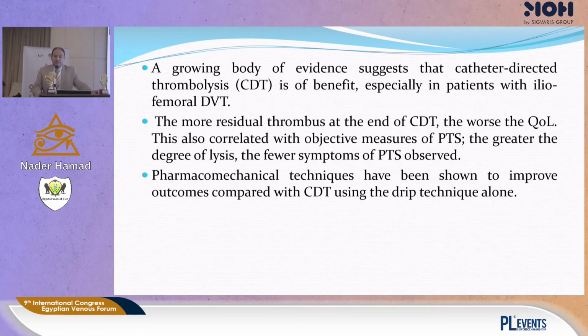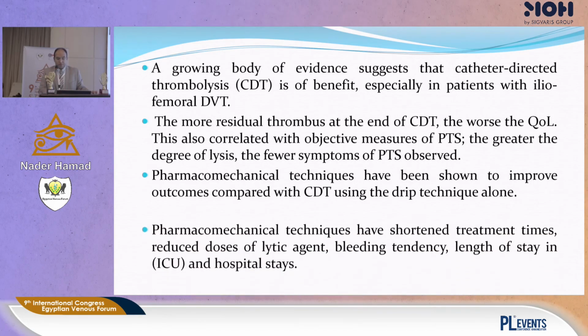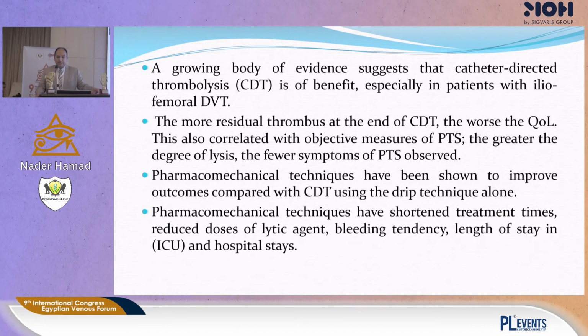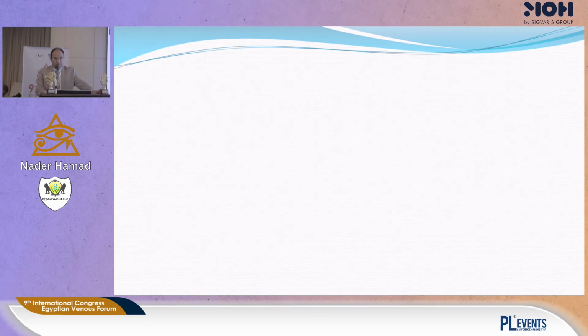Pharmacomechanical techniques have been shown to improve outcomes compared to catheter-directed thrombolysis using the drip technique alone. The pharmacomechanical techniques shortened the treatment times and reduced doses of lytic agent, which obviously led to less bleeding tendency and less length of stay in the ICU and hospital.